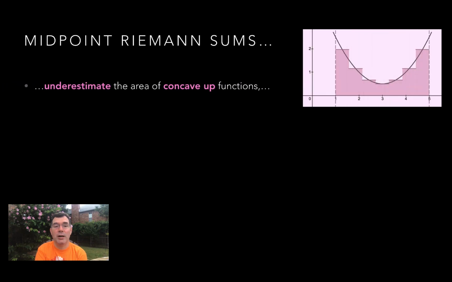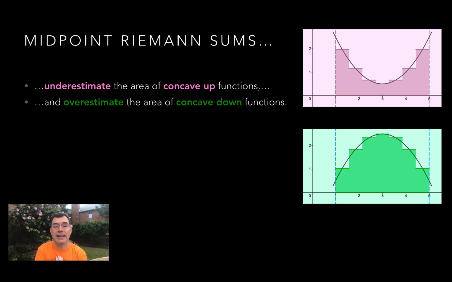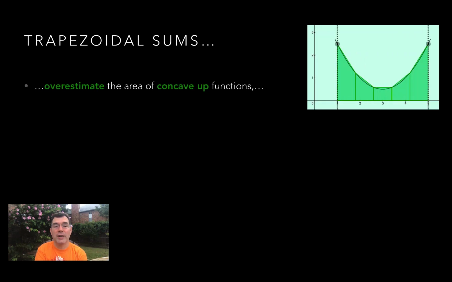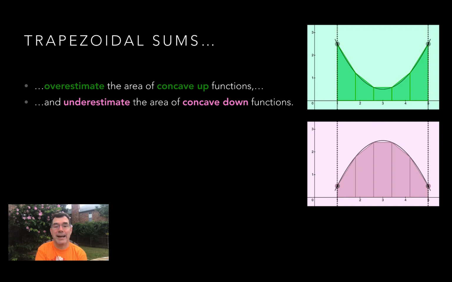Now when it comes to midpoint Riemann sums, we're not really looking at increasing or decreasing anymore. We're looking at whether the function is concave up or concave down. So a midpoint Riemann sum is going to underestimate the area of a concave up function, and it's going to overestimate the area of a concave down function. And then the opposite of that would be your trapezoidal sums, which overestimate the area of concave up functions and underestimate the area of concave down functions.